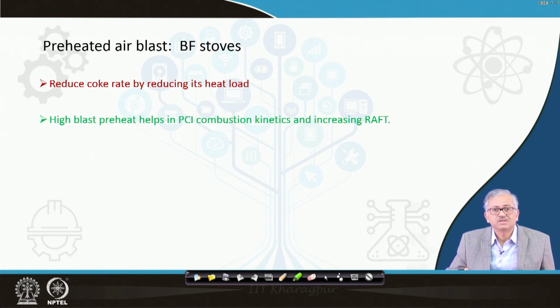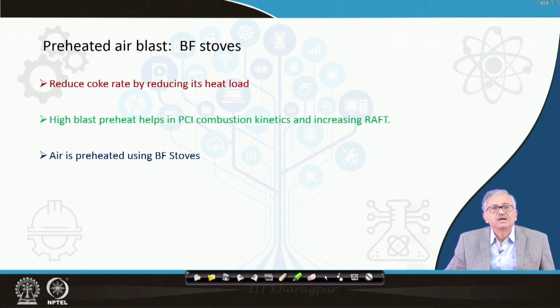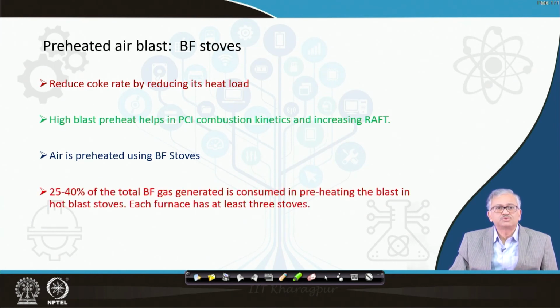The higher the blast preheat, the more PCI combustion will be facilitated. Then air is preheated, and how the air is preheated is very important, you need to know. Basically, air is preheated in the blast furnace stoves. I will just talk about some stoves.